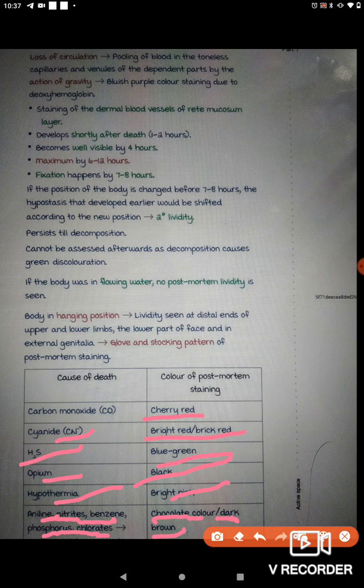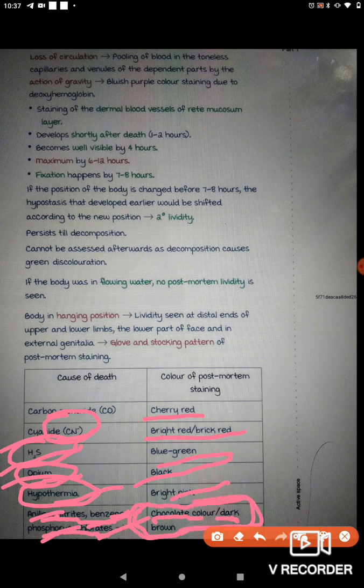So carbon monoxide is cherry red. Cyanide is brick red. Hydrogen sulfide is bluish green. Opium black. Hypothermia bright pink. And aniline, nitrates, nitrites, benzene, phosphorus and chlorates all give a chocolate to dark brown color.